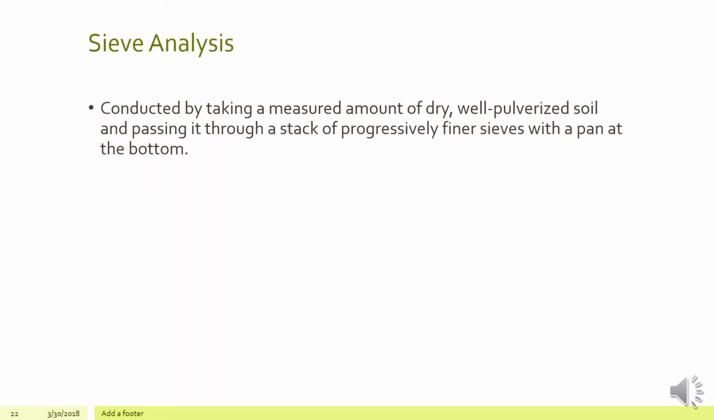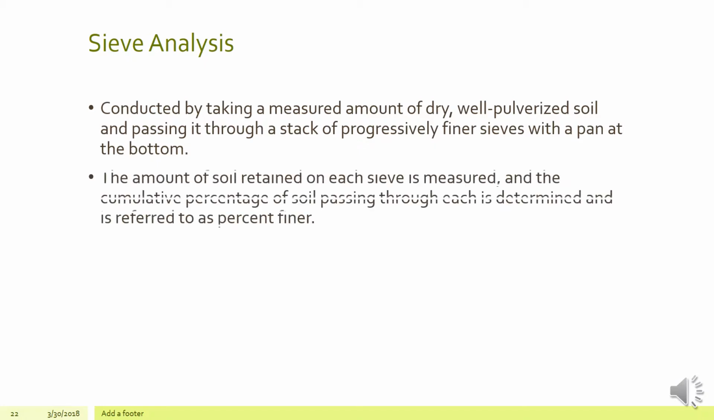This is conducted by taking a measured amount of dry, well pulverized soil and passing it through a stack of progressively finer sieves with a pan at the bottom. The amount of soil retained on each sieve is measured and the cumulative percentage of the soil passing through each is determined and is referred to as percent finer.